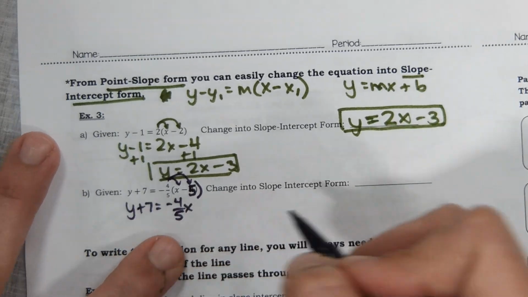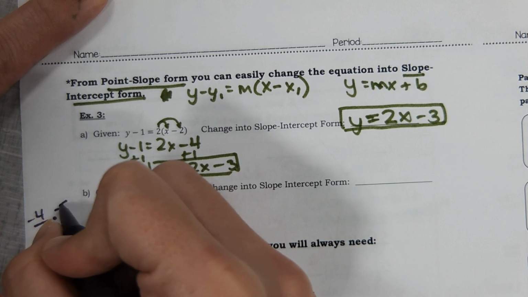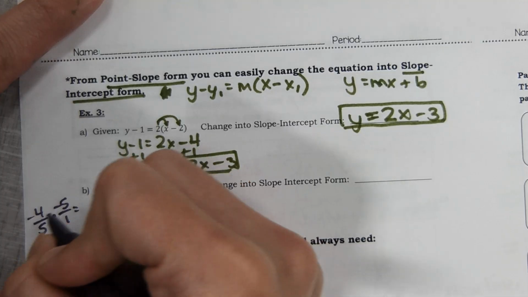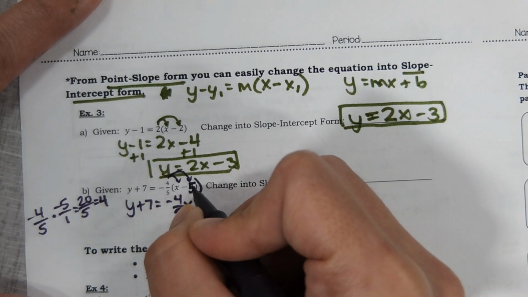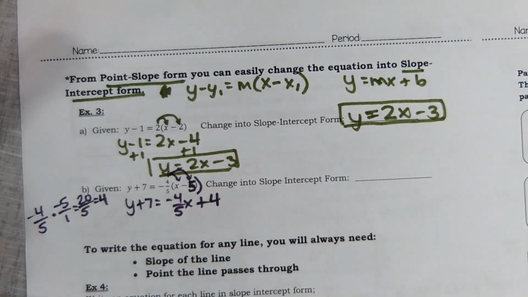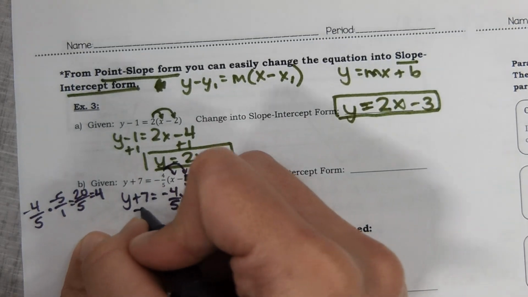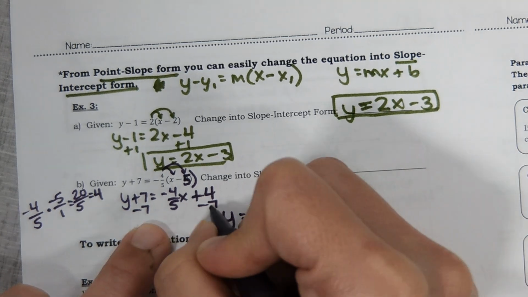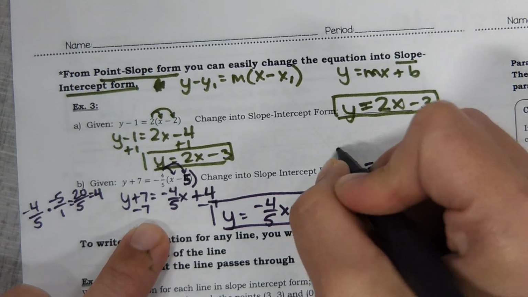You could do that in a calculator, or off to the side, I'm just going to multiply that. -4/5 times -5 over 1. Then -4 times -5 is positive 20 over 5, which equals 4. So -4/5 times -5 is 4. So we just do plus 4, like this. And then from here, to get y by itself, just subtract 7 from both sides, and you get y equals -4/5 x minus 3. And that is your answer. Y equals -4/5 x minus 3.